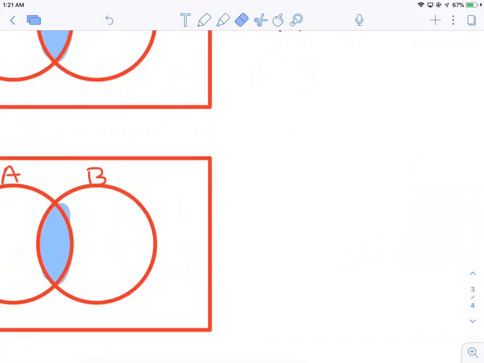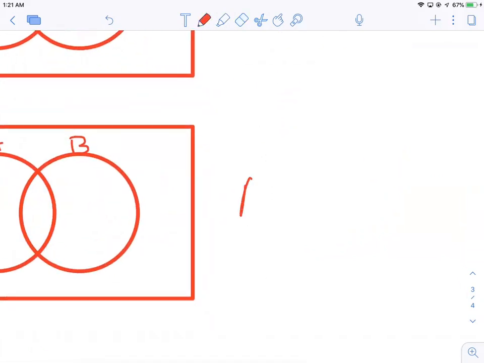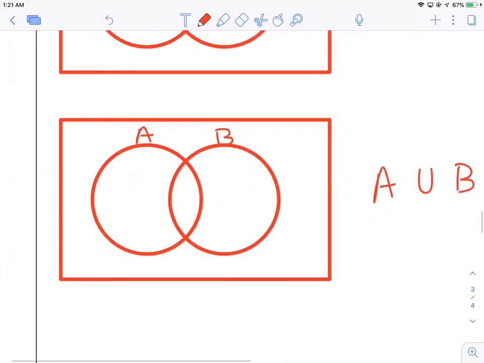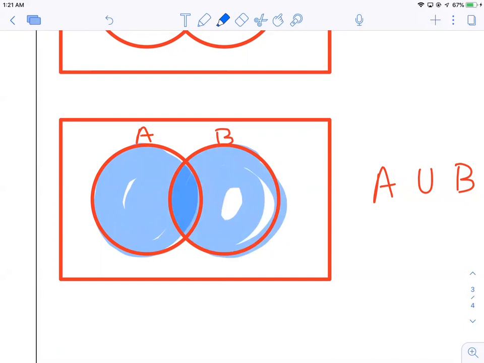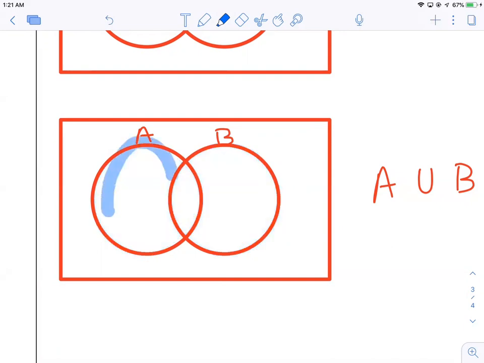How do you think we would represent A or B? Well, here is all of A. Here is all of B. And if you'll notice, I highlighted that middle section twice, so I shouldn't do that because then I'm double counting. So A or B is just adding up these three numbers like we talked about earlier. So everything in those two circles is A or B.